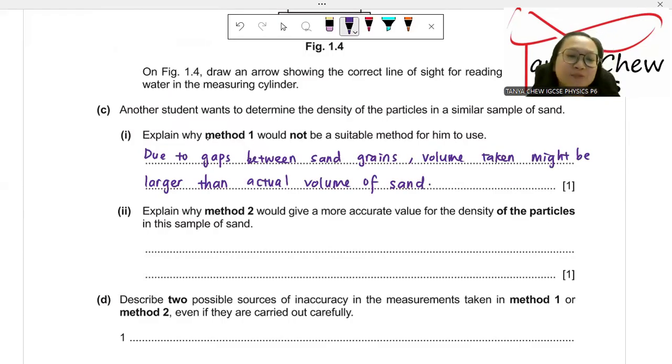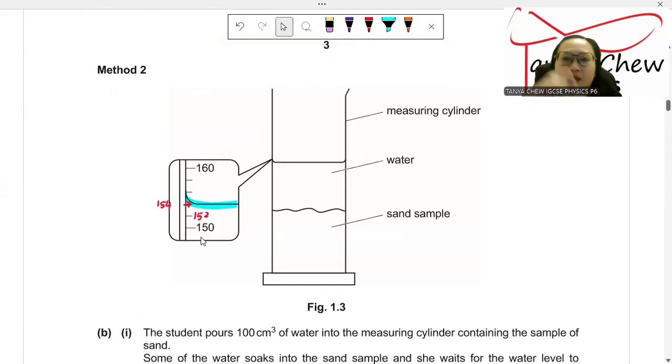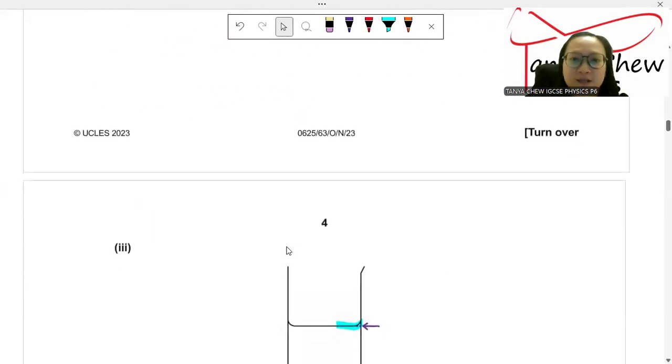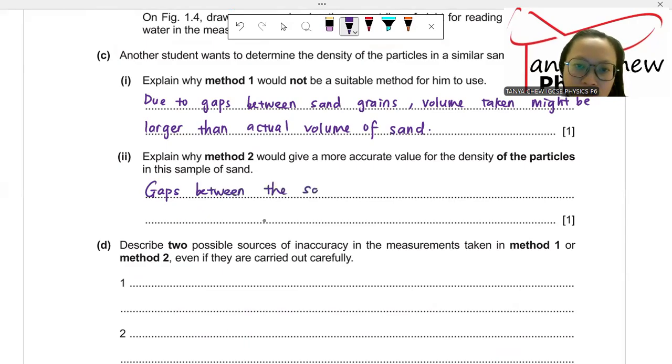See part 2. Explain why method 2 would give a more accurate value for the density of the particles in this sample of sand. Method 2 is another method. The sand sample has already been filled into the measuring cylinder, and then you pour the water into the measuring cylinder. That is method 2. Why would method 2 give a more accurate value? Because the gaps between the sand grains are being filled with water.